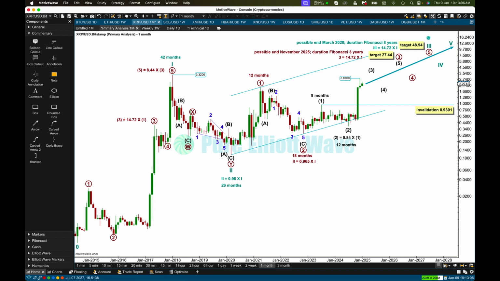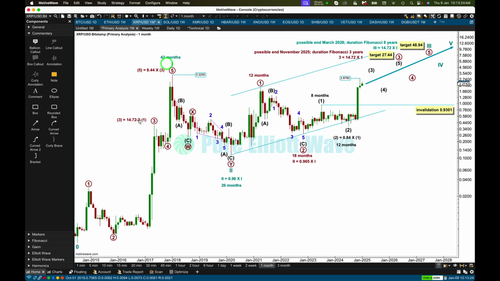So it certainly looks like cycle wave 3 is going to be a long extension, and that is extremely normal for cryptocurrencies. It almost happens 100% of the time, as close to 100% as you're ever going to get for any market. And that's really likely, cycle 3 is going to be extended.